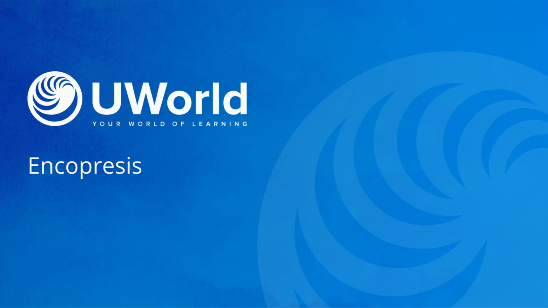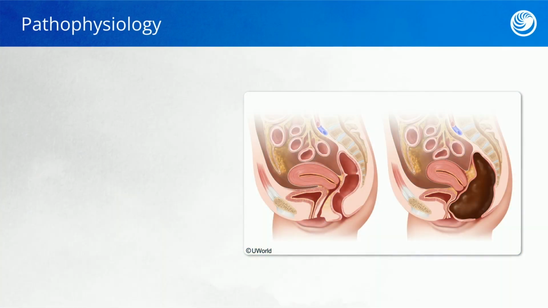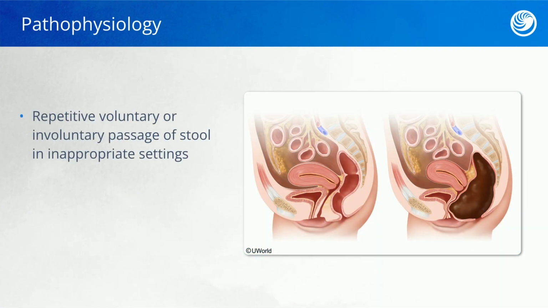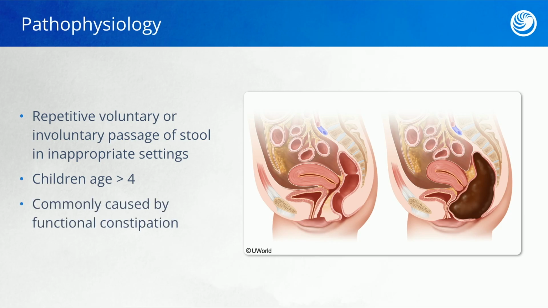This topic is encopresis. Encopresis is the repetitive, involuntary or voluntary passage of stool in inappropriate settings. Encopresis is specific to this age group of 4 and older because children of this age are expected to have gained bowel control and toilet training. As you can see in the illustration to the right, constipation plays a large role in encopresis, and we'll talk about this in more detail in later slides.